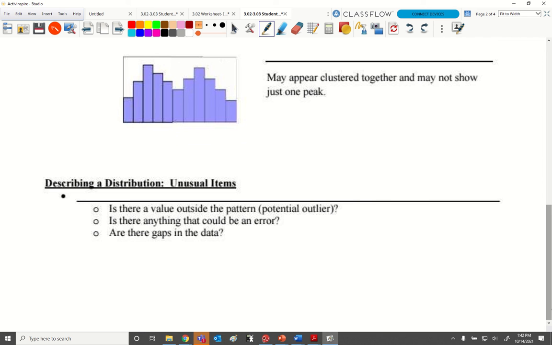So is there a value outside the pattern? A potential outlier. So we'll look at this. Okay, is there anything that could be an error? Are there gaps in the data? So now for this right here, that's what we're looking for. And these are my irregulars. Okay, these are my irregulars. Irregulars, slash, oh, my slash went the wrong way.